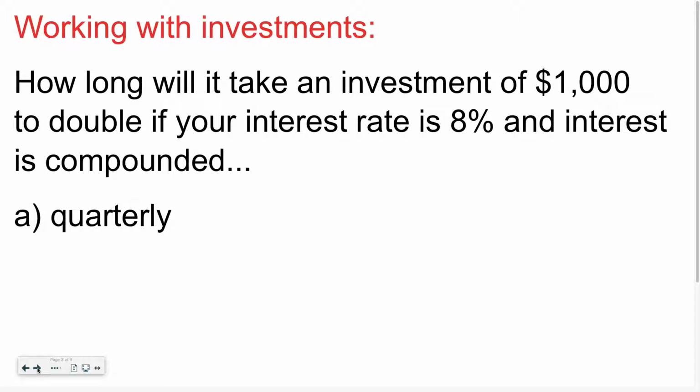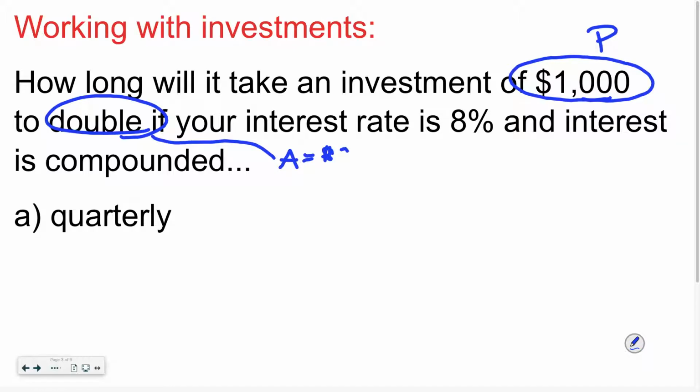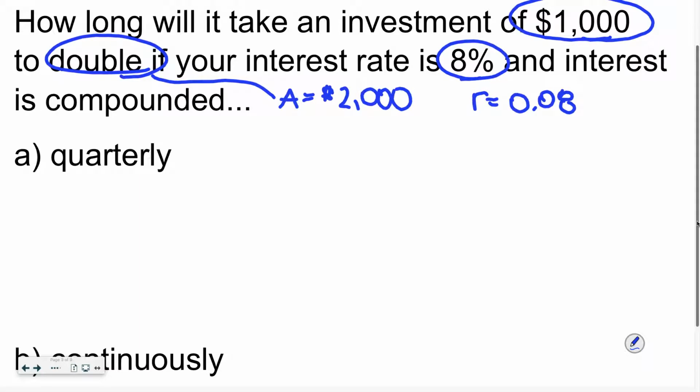So first of all, let's pick out some information. $1,000, what is that? Okay, is it like the amount or is it the principal? Okay, it's the principal. And if we want our principal to double, that means we're looking for our amount to be what? $2,000. Okay? 8% is our interest rate. So remember, I need you to change that to a decimal. Okay? And in the first part, if we're talking about compounding quarterly, then that means N equals 4.